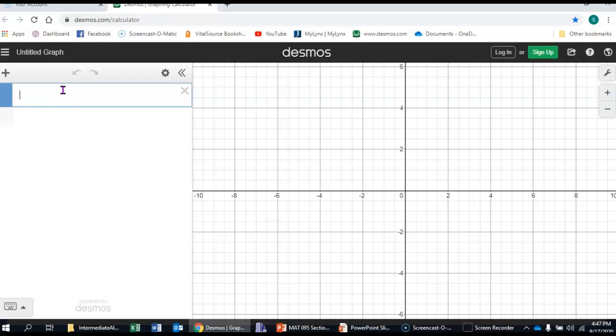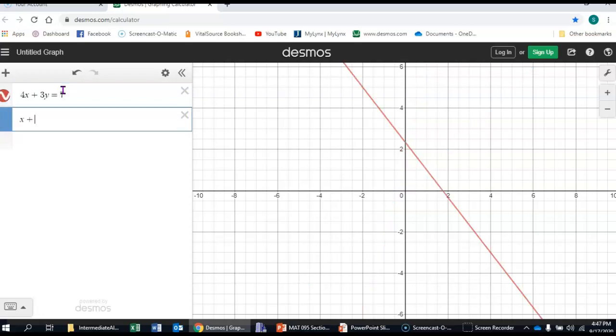desmos.com/calculator. I'm going to type in these two equations. 4x plus 3y equals 7. And then x plus 2y equals 9. And that's what we were looking at. There's the point where the lines cross. And when I point to that point, it shows me the coordinates, -2.6 and 5.8. So that's the point where the lines cross. And if you check, that really does work in both of these equations. They're both true when x is -2.6 and y is 5.8.